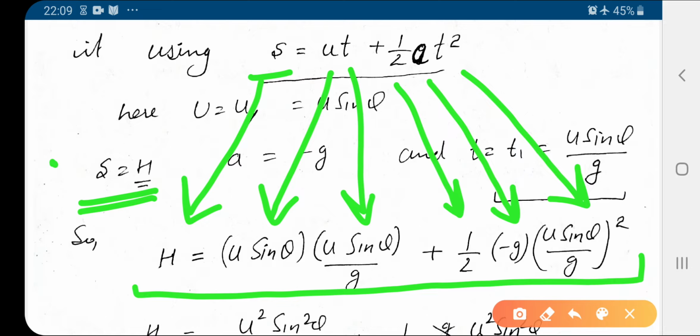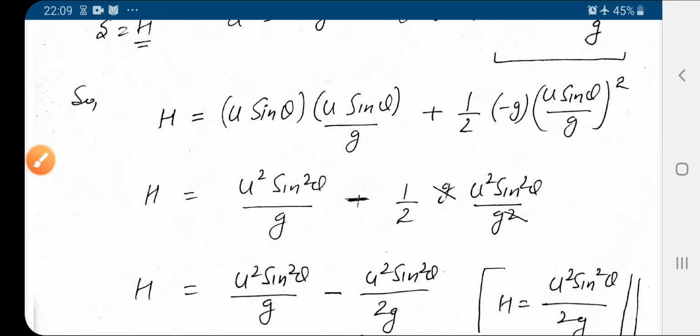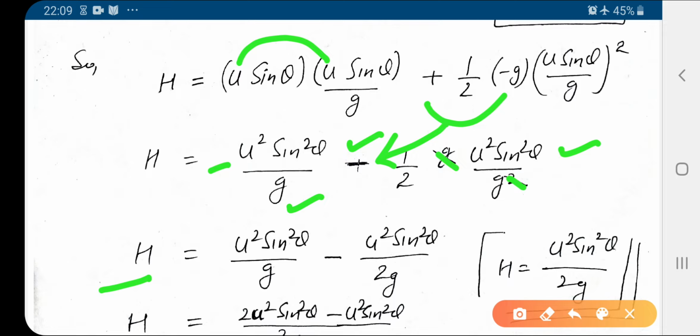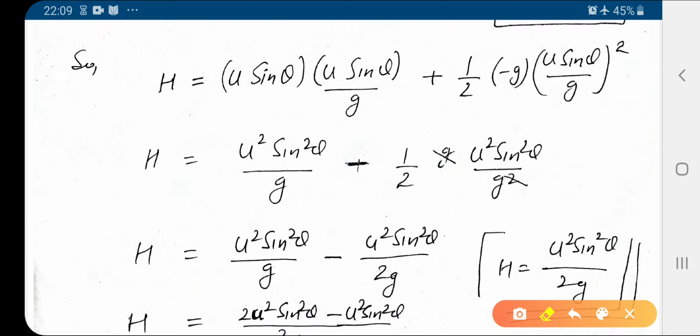Now solve it. u into u sin theta over g, that is u square sin square theta over g, plus minus gives us minus, and half this g and this whole square gives us u square sin square theta over 2 g square. So one g will be cancelled here. So we will be left with H is equal to u square sin square theta over g, minus half of the remaining part, u square sin square theta over g. So these are the two steps.